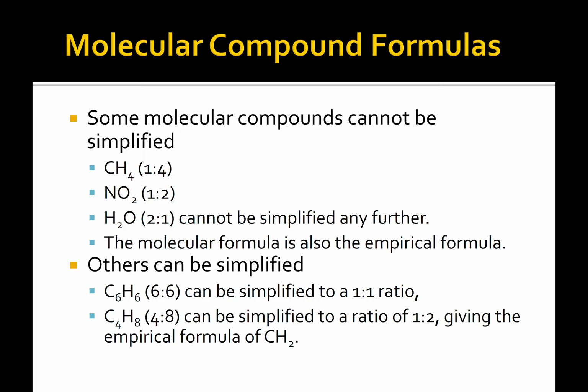Other ones, as we saw with benzene, can be simplified. 6 to 6 ratio, if we divide out a 6 here, we'd get a CH formula. C4H8, if we divide out a 4 here, we're left with a simplified ratio of 1 to 2, giving the empirical formula of CH2. This isn't actually the same thing as C4H8, but it is a simplified version of that. They would still be 2 different substances. Not that CH2 would actually be its own thing, but it is a simplified version. It is not considered the actual molecular formula.